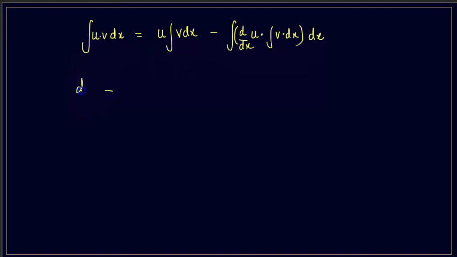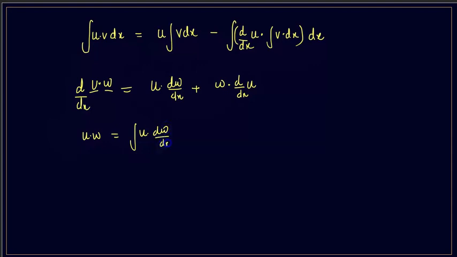Now, if I want to do the differentiation of this value, you will write it as u into dw by dx plus w outside, and then you will do the differentiation of u. Now, if I do the integration on both sides, you will get u into w equal to the integration of u into dw by dx plus w into du by dx, with the whole integration over dx.